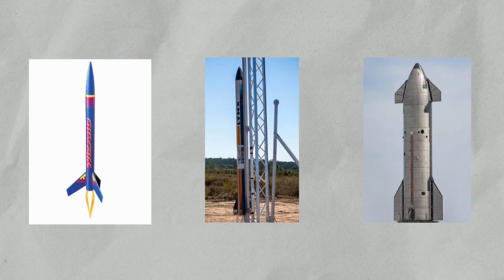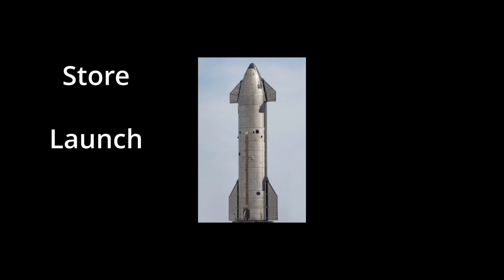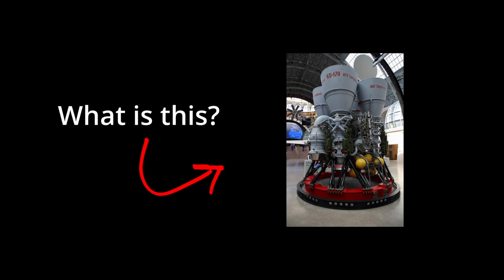So there's three main types of these things. It's solid, liquid, and hybrid. These ones are generally for babies. Liquid rockets are often harder to store, launch, and make, but I'll show you that they can be simplified and understandable. So what even is a liquid rocket?